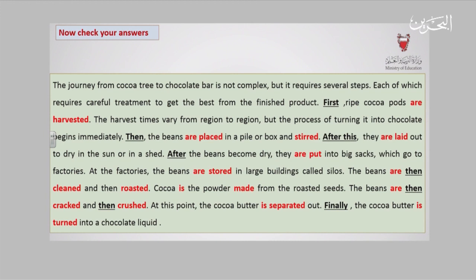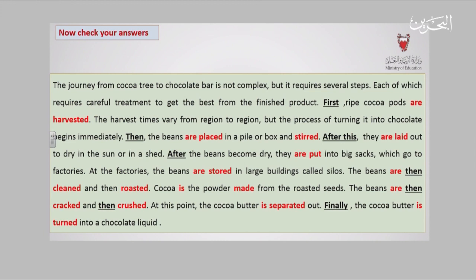The beans are then cleaned and then roasted. Cocoa is the powder made from the roasted seeds. The beans are then cracked and then crushed. At this point, the cocoa butter is separated out. Finally, the cocoa butter is turned into a chocolate liquid.